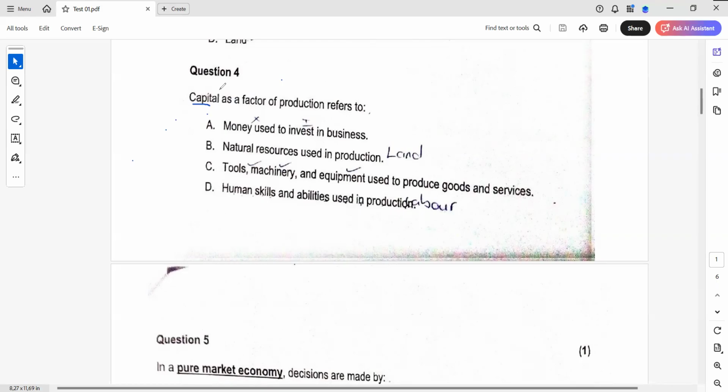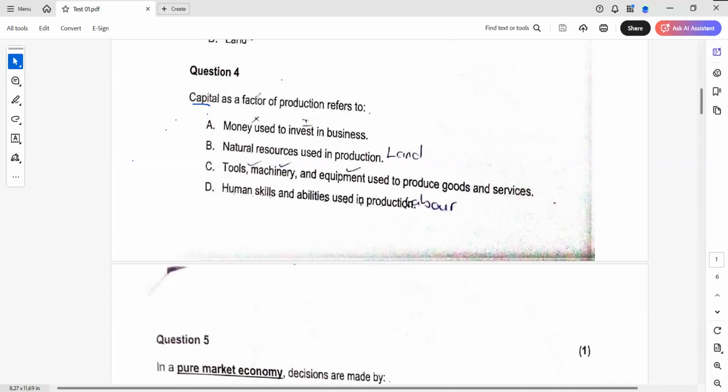But in economics, when we speak of capital, we're basically referring to the machinery and the equipment which are used in the manufacturing process, to manufacture goods and services. So that is the type of capital that we refer to in economics. So now let us try to find the correct answer here.